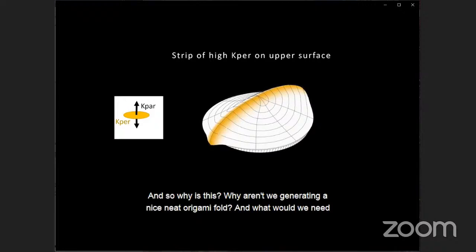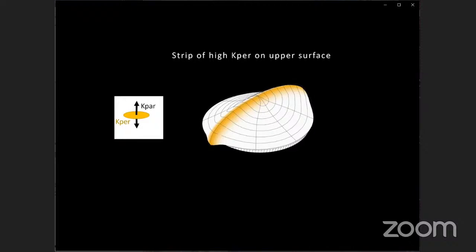And so why is this? Why aren't we generating a nice, neat origami fold? And what would we need to do to the system in order to enable us to generate a nice, neat origami fold? Well, to answer these questions, I'm going to now give you a demonstration.